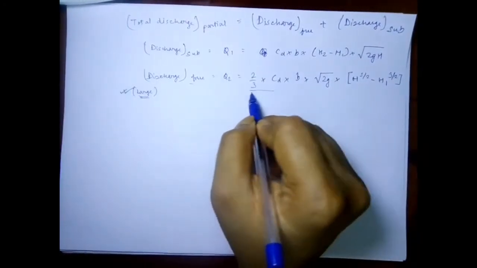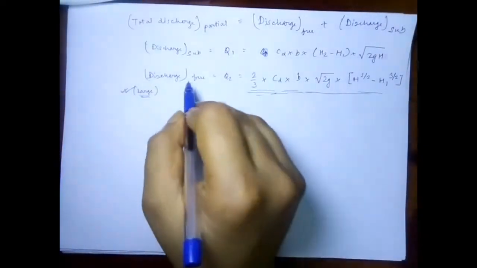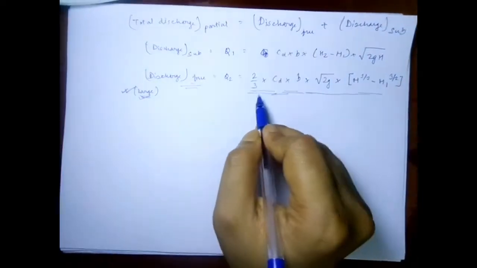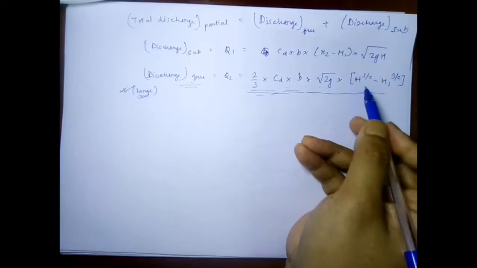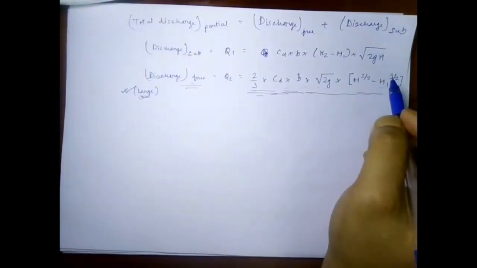And if you don't want to check it, just remember this is the formula for the freely discharging orifice or a large orifice. Therefore Q2 is equal to 2 by 3 times CD times B times root 2G times H2 to the power 3 by 2 minus H1 to the power 3 by 2.